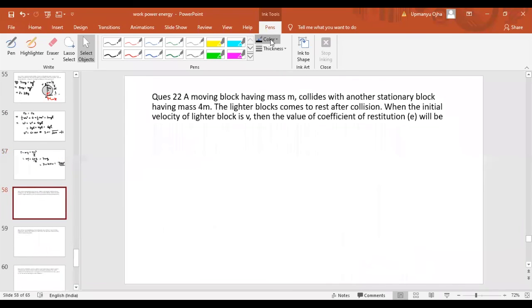The next problem is that a moving block of mass m collides with another stationary block of mass 4m. The lighter block comes to rest after collision. When the initial velocity of the block is v, find the coefficient of restitution e. Can you get the answer for this?